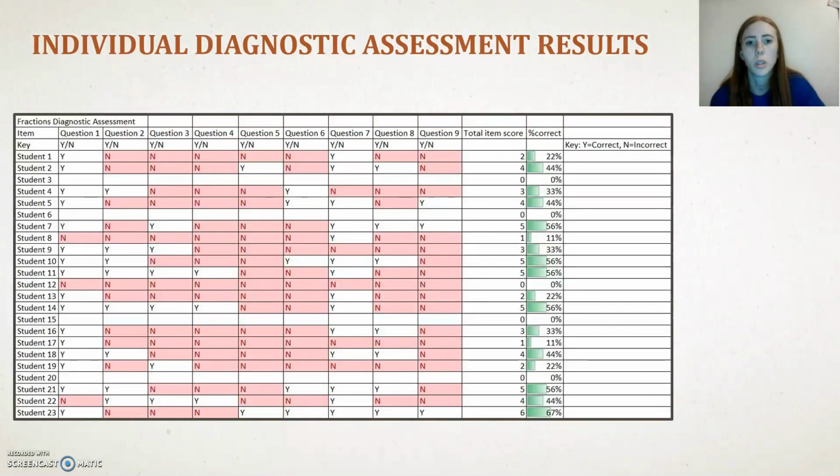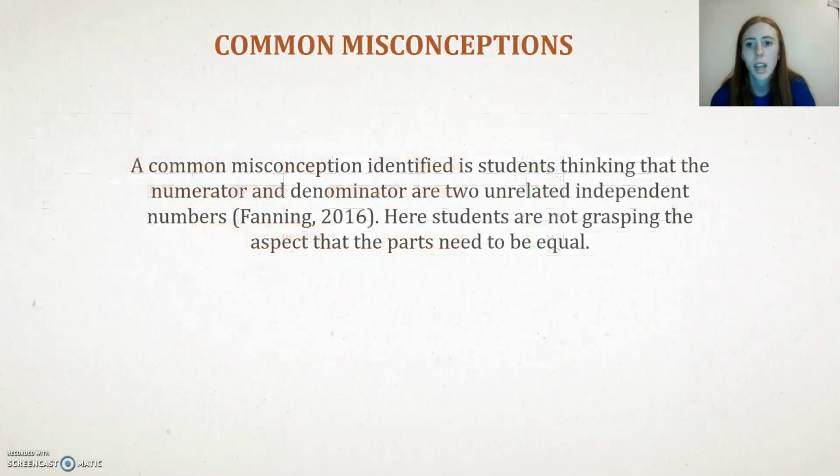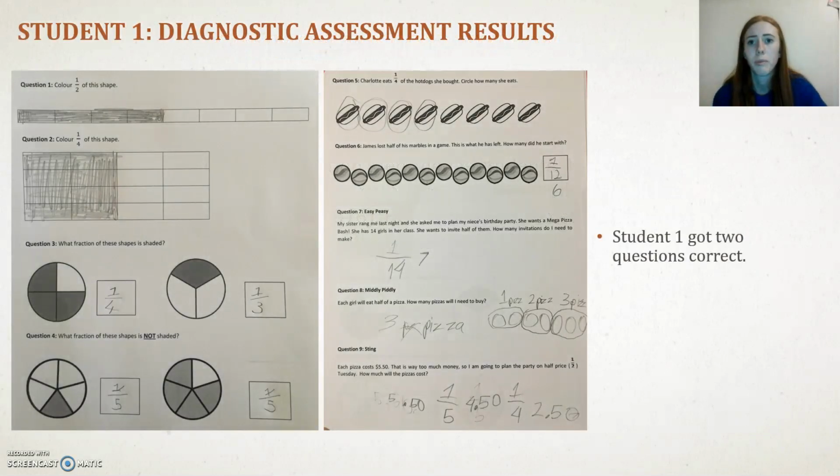Here is the individual assessment results. There's a total items score column and a percentage correct column for each student regarding each question. A common misconception identified is students thinking that the numerator and denominator are 2 unrelated independent numbers. Here, students are not grasping the aspect that the parts need to be equal.